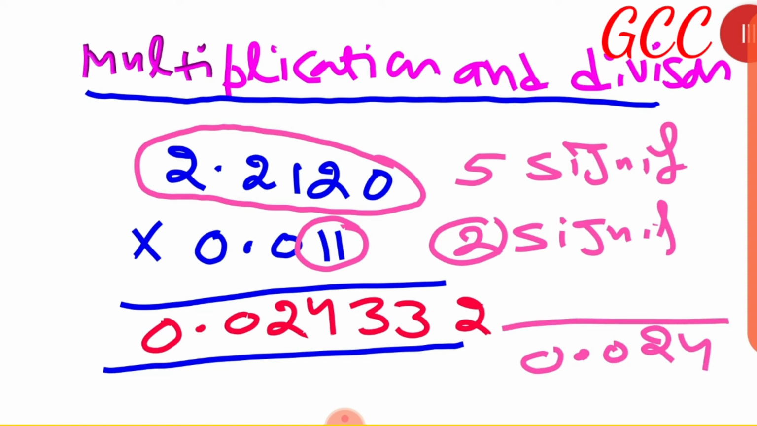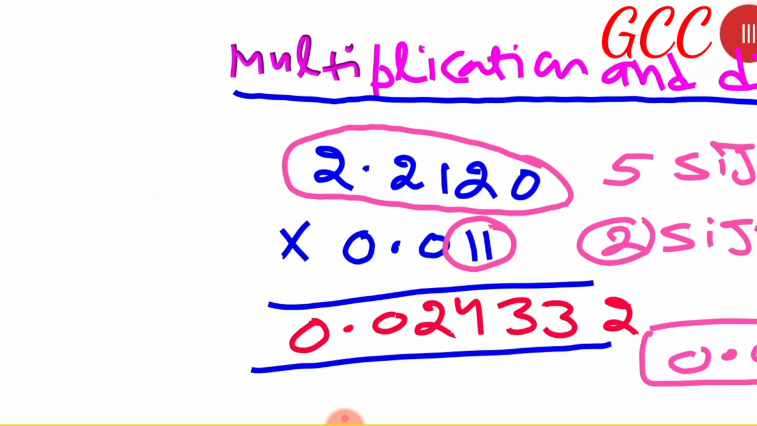0.024. Am I right? Only 2 significant figures will be there. So in multiplication and division, what do we have to see? We have to see the least number of significant figures. What do we have to see, beta? Least number of significant figures.